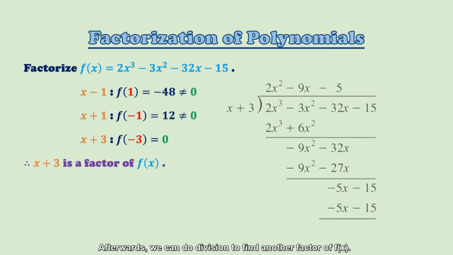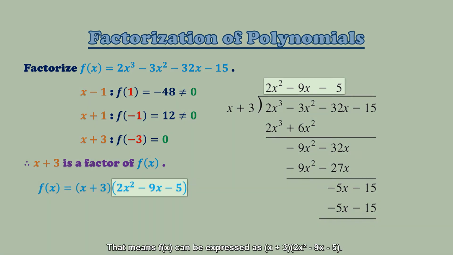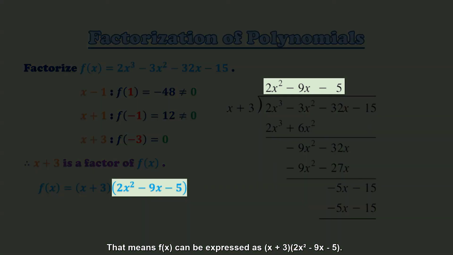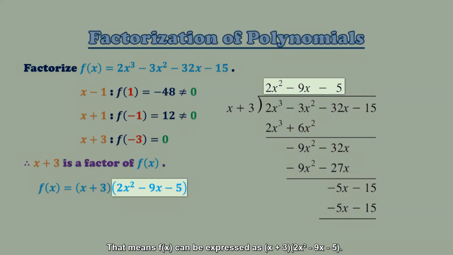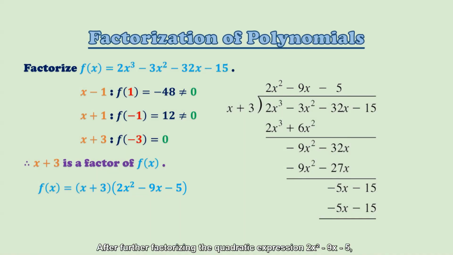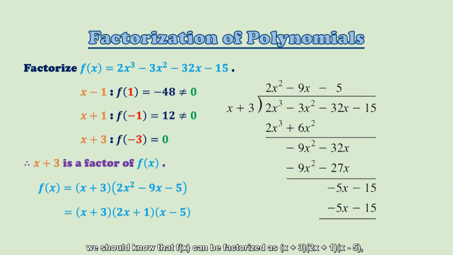Afterwards, we can do division to find another factor of f(x). Now the quotient in the division is another factor of f(x). That means f(x) can be expressed as (x + 3)(2x^2 - 9x - 5). After further factorizing the quadratic expression 2x^2 - 9x - 5, we should know that f(x) can be factorized as (x + 3)(2x + 1)(x - 5). And this is how we can do factorization of polynomials with higher degrees.